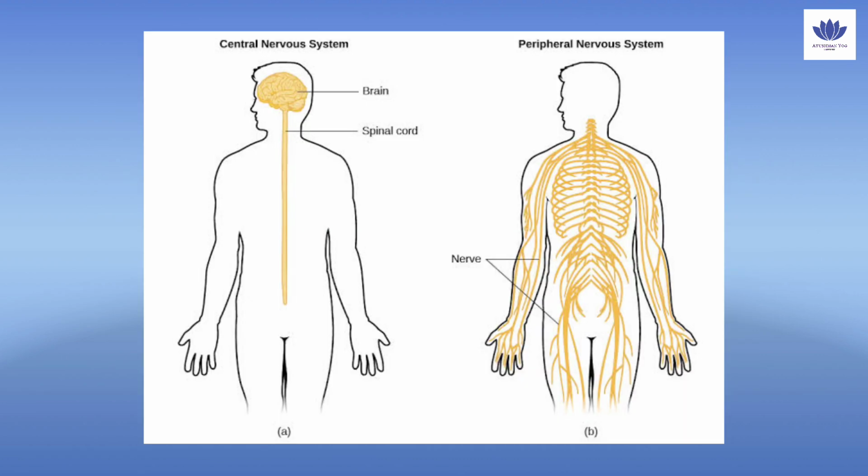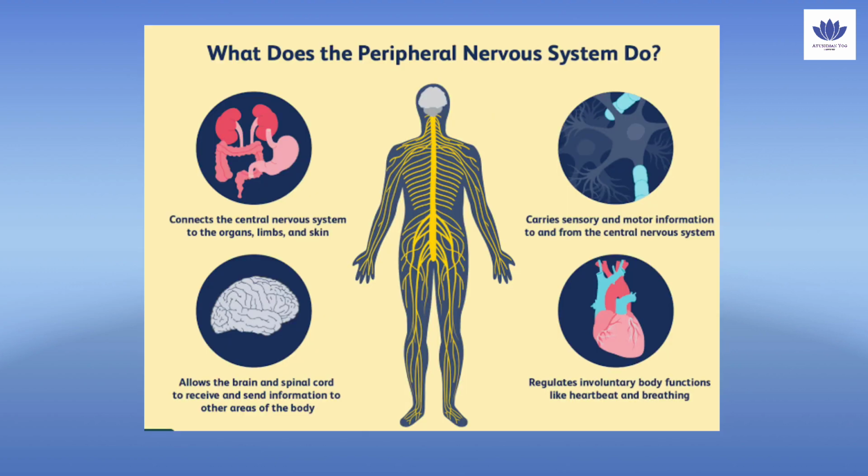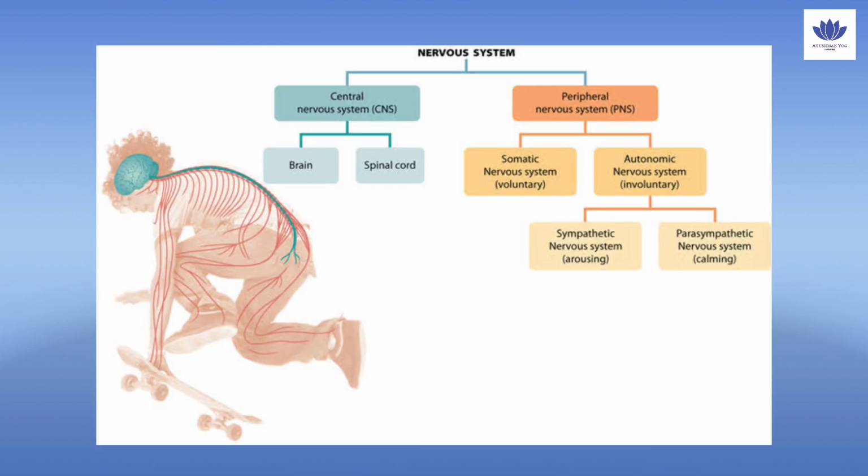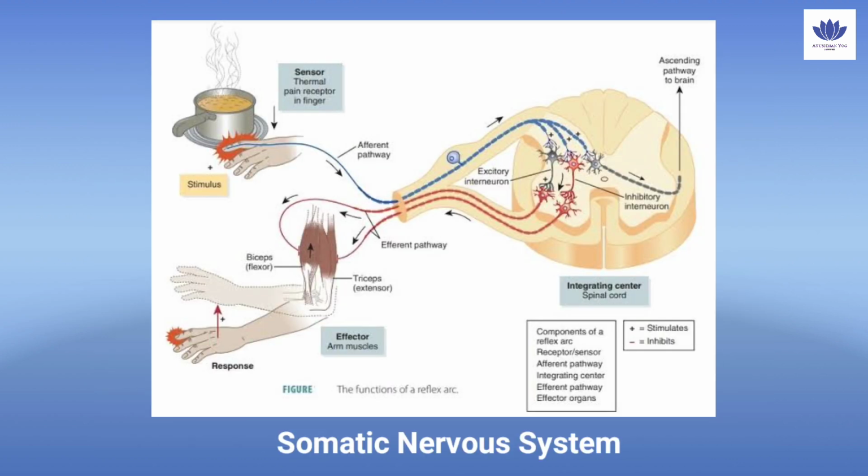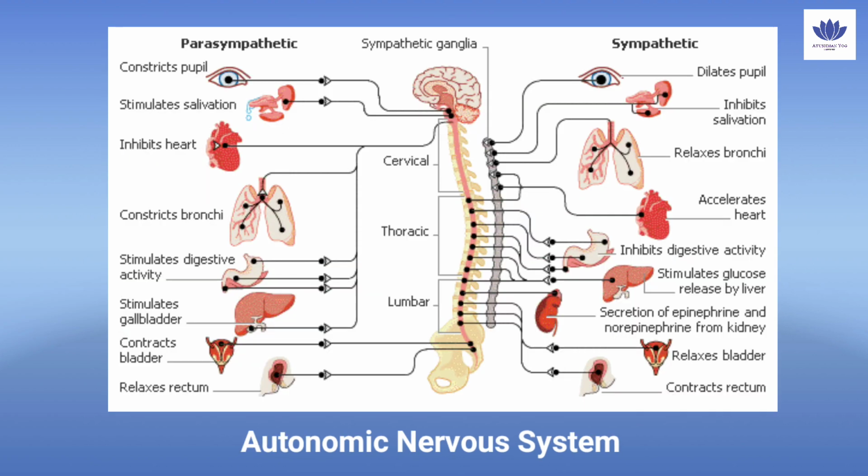Peripheral nervous system. This is the nervous system outside the brain and spinal cord. This is further divided into two types: somatic nervous system and autonomic nervous system. The somatic nervous system is responsible for nearly all voluntary muscle movements as well as processing sensory information. The autonomic nervous system is further divided into sympathetic and parasympathetic nervous system.